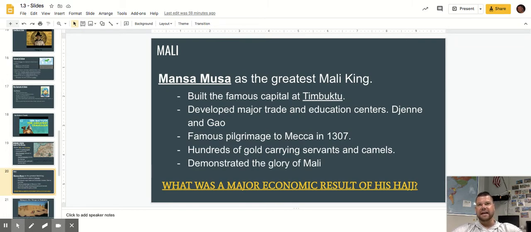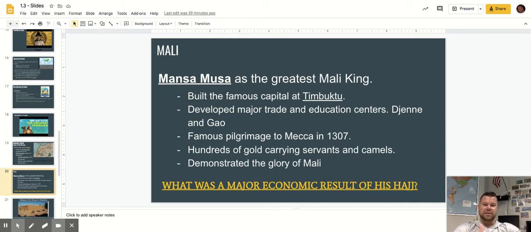It had economic power. It could determine what went down. And then I ask a question here. What was the major economic result of his Hajj? Rather than having you look that up, I'll just kind of tell you. Mansa Musa was worth an estimated, by today's standards, like $300 billion. So he is considered to be the richest person in world history, financially and in terms of gold.